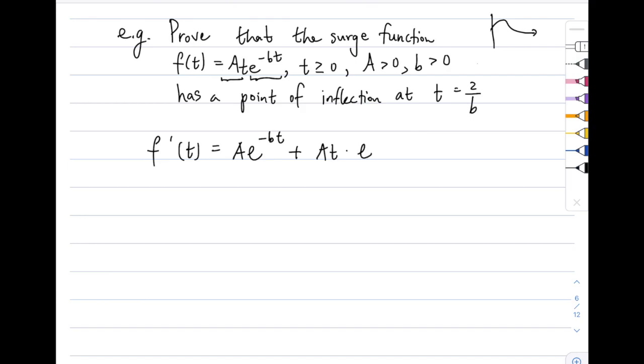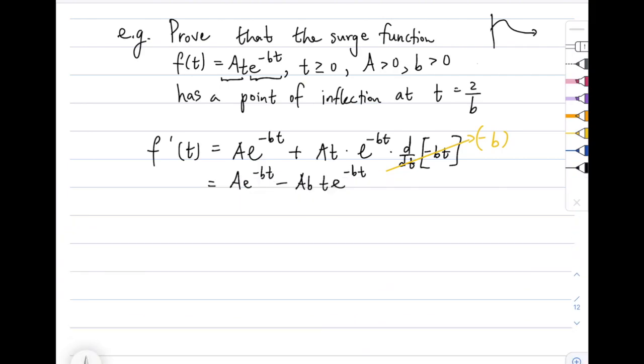The derivative of the second function is e to the power of negative bt times the derivative, with respect to t, of negative bt. The derivative with respect to t of negative bt is just negative b, so let's not forget that we're multiplying by negative b there. I'm going to simplify a little bit and then we'll group. So we get negative a b t e to the power of negative bt.